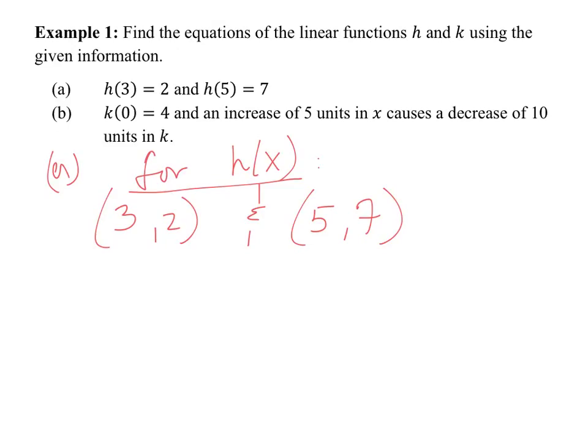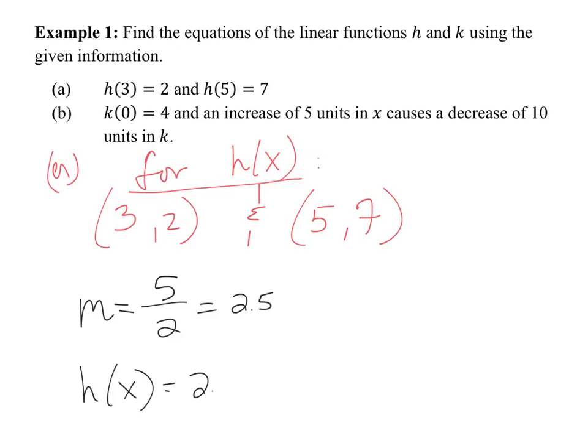So given those two things, can we figure out what the function is? Very easily we can. What's the slope going to be for this? 2.5. Good. 5 over 2, or 2.5. Okay, what else do we need? Do you need anything else, really? We could find the y-intercept, but we could also just solve for b. So let's go ahead and write this. h of x equals 2.5x plus b. We've got to figure out what b is.